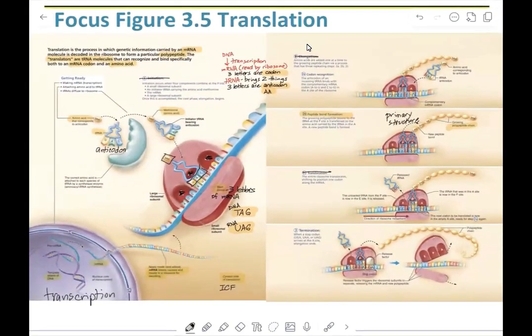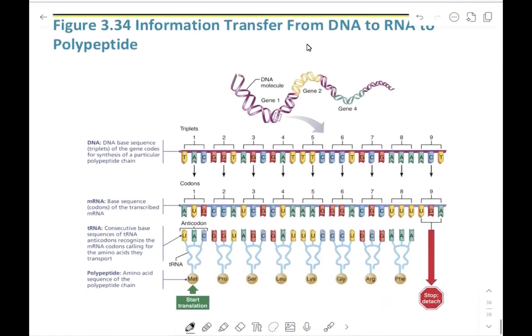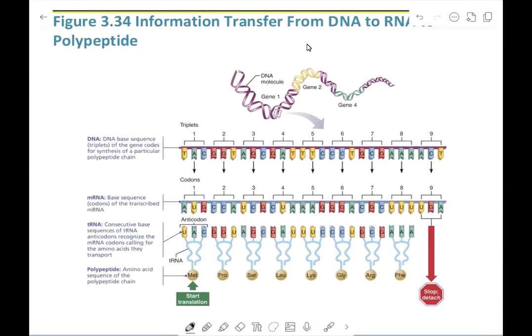So that's translation. An even simpler way to look at transcription and translation is within this DNA molecule. Let's say we have 4 different genes here. These 4 genes are eventually going to produce a protein, and that protein is the polypeptide. So the DNA sequence is separated every 3 letters at a time. Those 3 letters are called a triplet. So you need to know that DNA is made up of triplets, so every 3 letters.